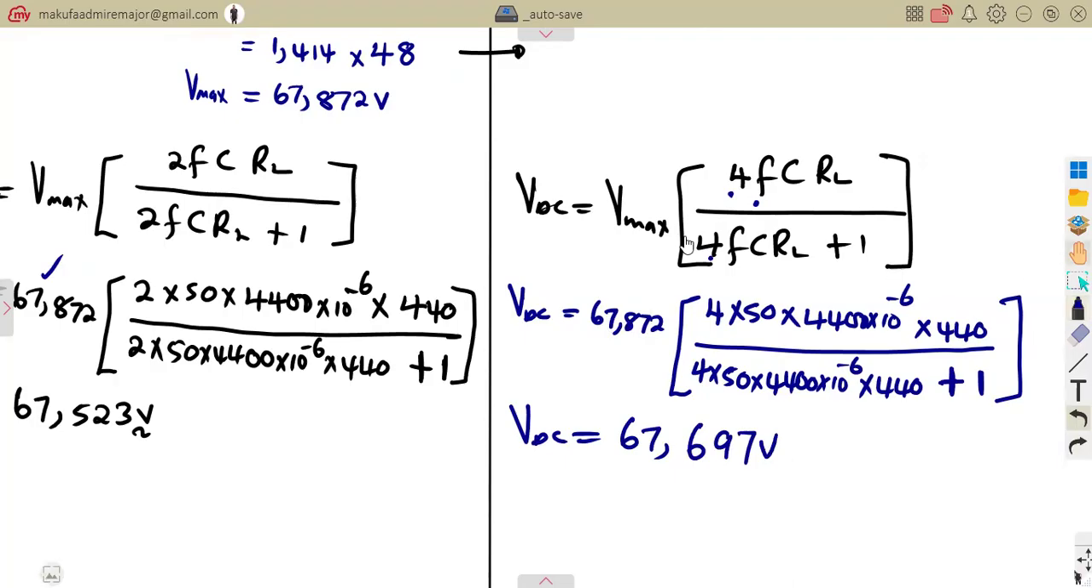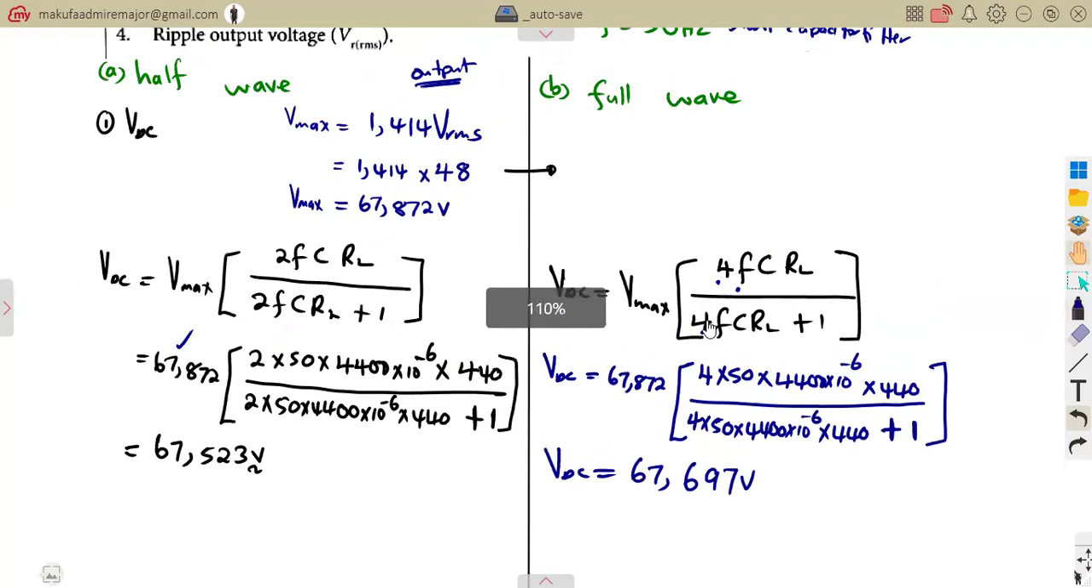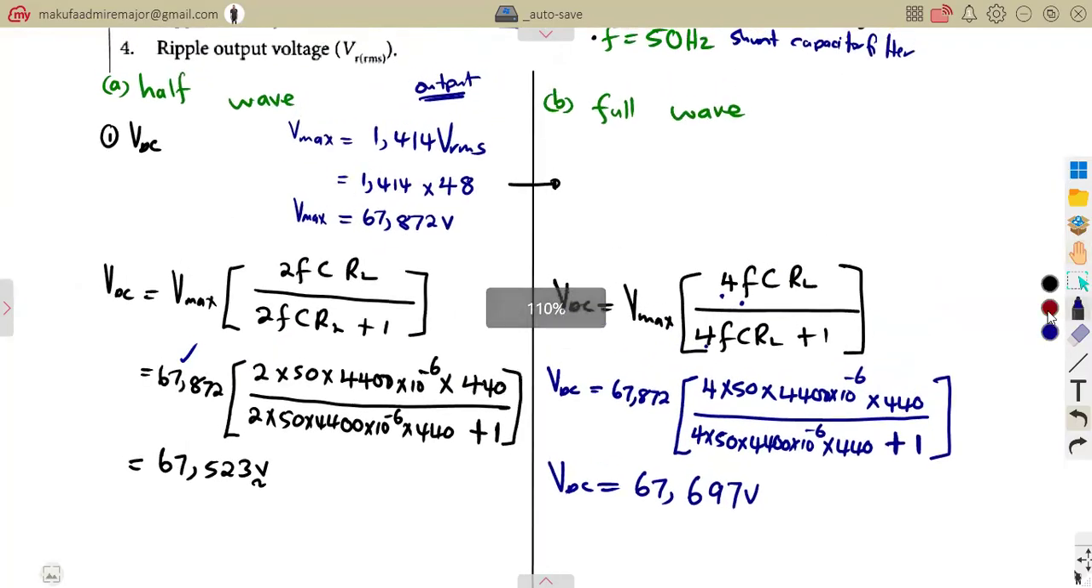So as you can see, these values are going to differ for a full wave and a half wave because of what? The formulas that you are using. So that's our VDC considering a half wave.